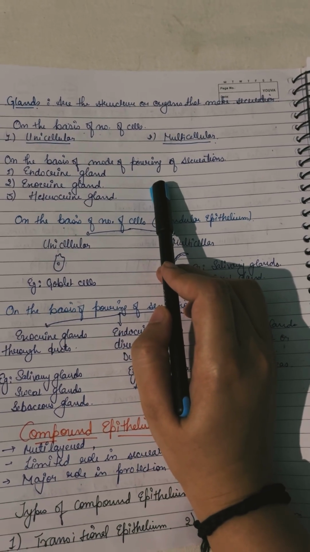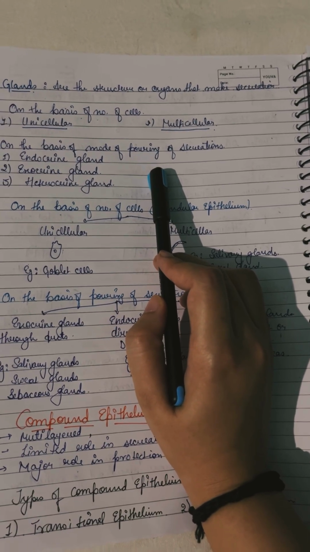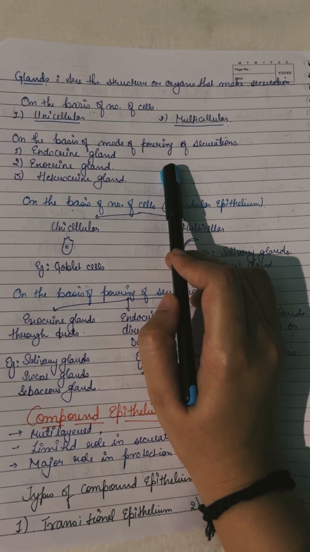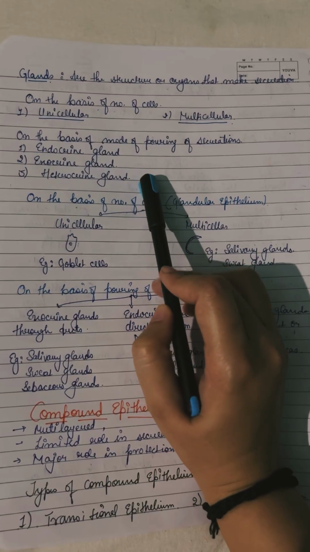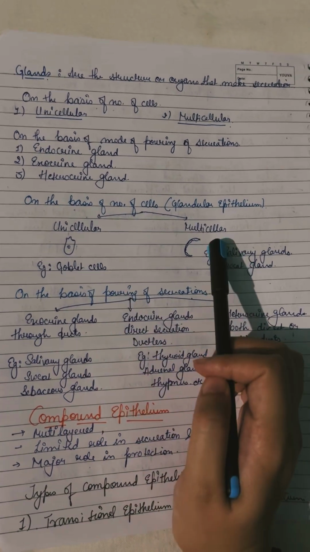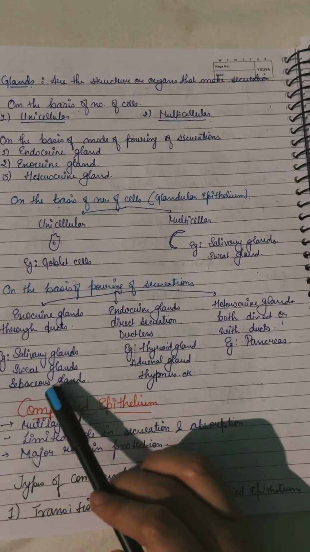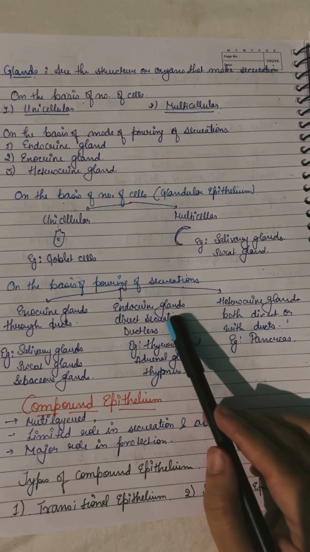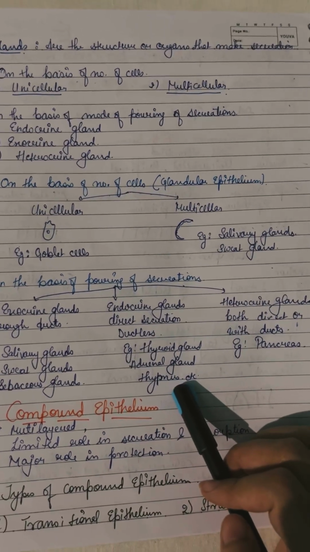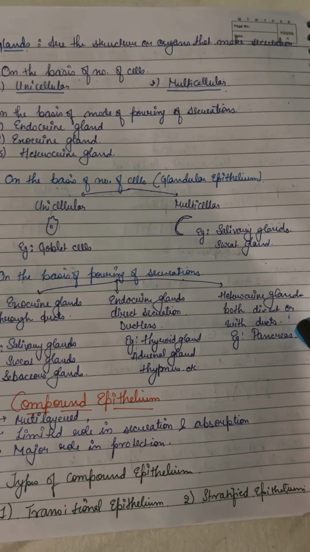Then on the basis of the mode of pouring of the secretions, they are endocrine, exocrine and heterocrine. We will see this in another chapter, as there's a whole other chapter for these glands. Unicellular and multicellular examples are goblet cells and salivary glands. Exocrine glands are salivary glands, sweat glands and sebaceous glands. Endocrines are ductless glands: thyroid, adrenal, thymus, etc. Heterocrine glands, which have both ductless and ducted parts, is only the pancreas.